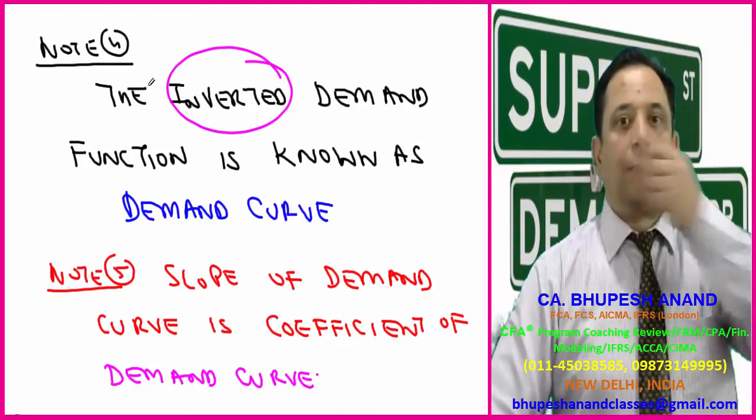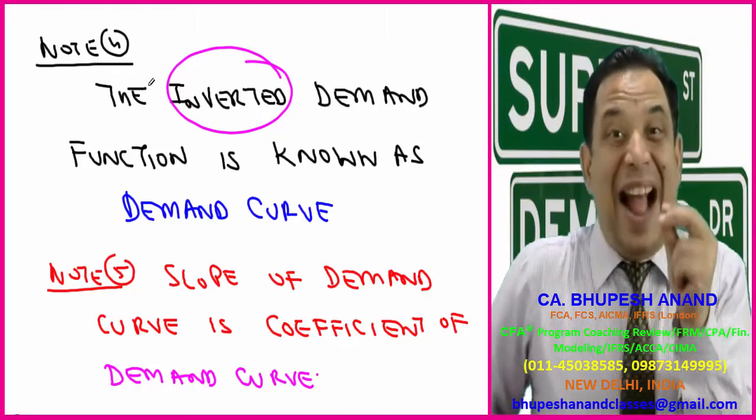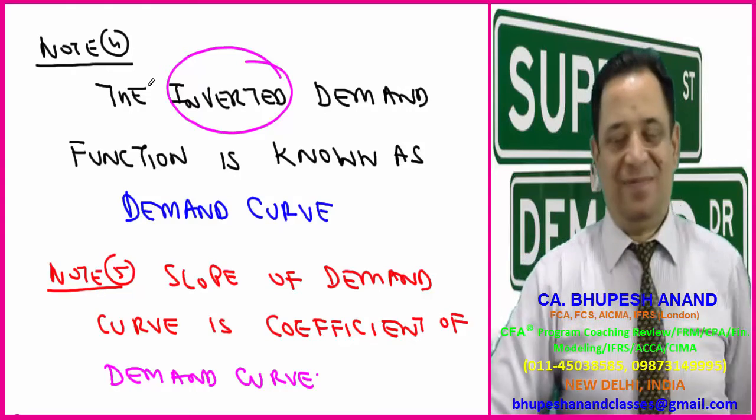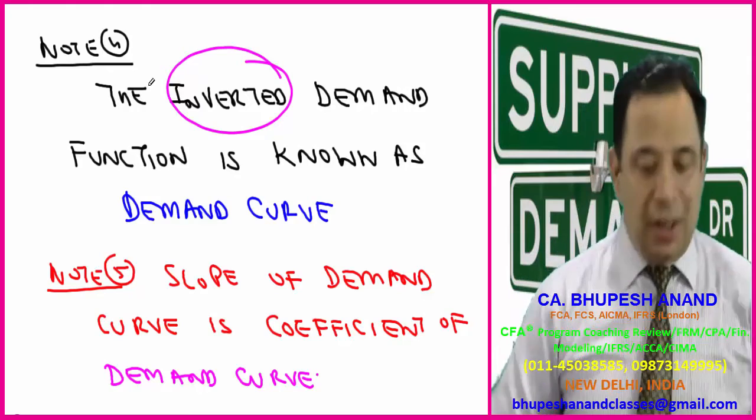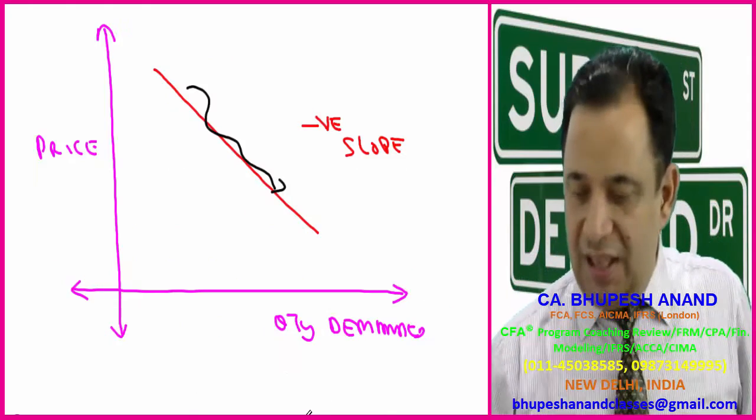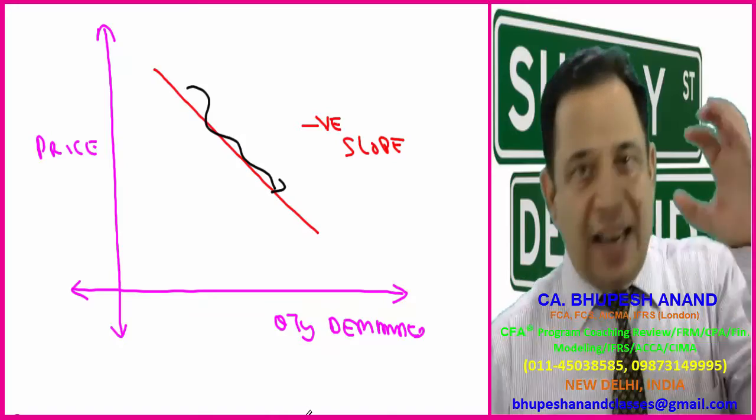note 4, this is important, please underline: the inverted demand function is named as the demand curve. And the slope of the demand curve is the coefficient of the demand function. So just see the curve that is negatively sloped.